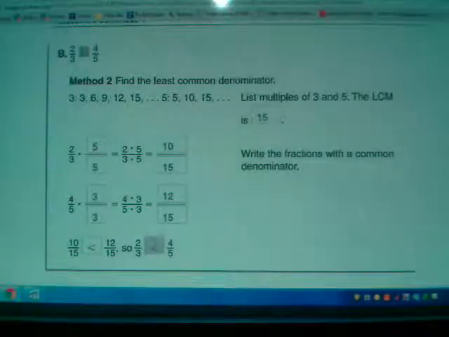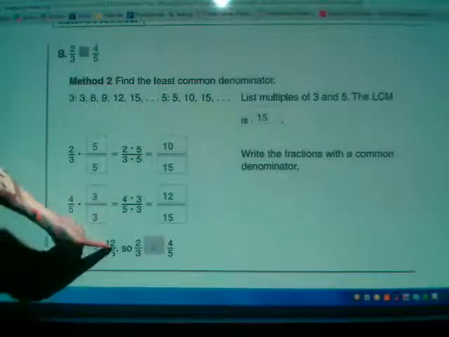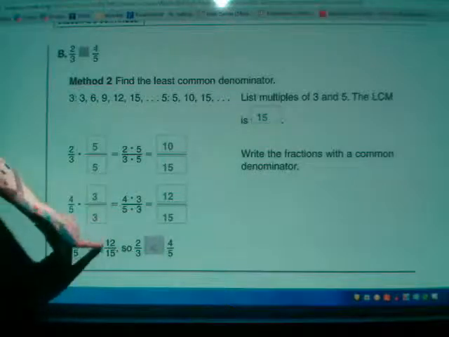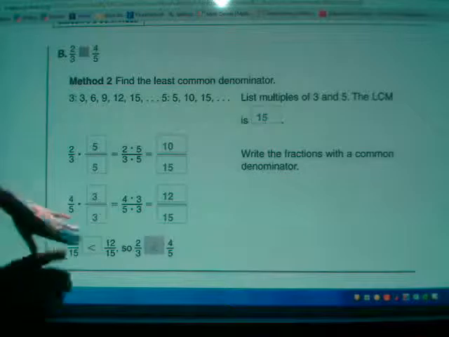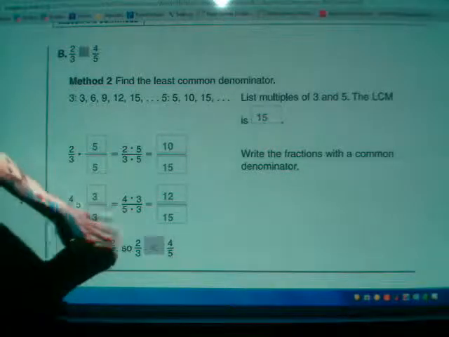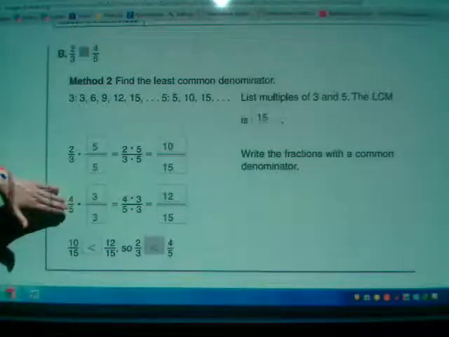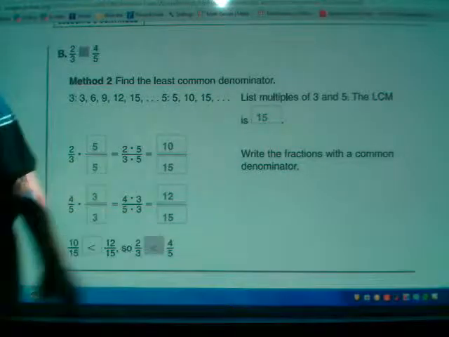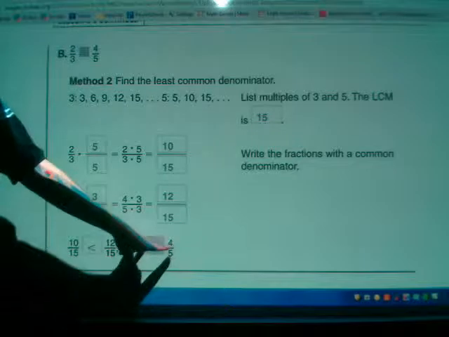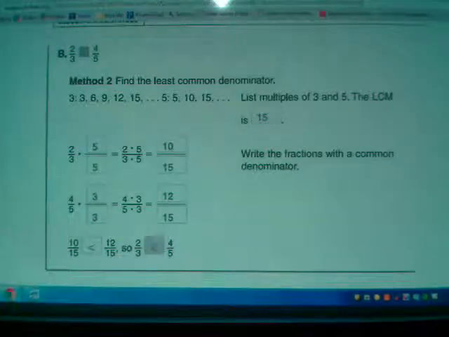So now we can compare the fractions since we have a common denominator, 10/15 and 12/15. Well, we know that 12 is bigger than 10, which means this fraction is bigger. Again, the only little hiccup here is that that was not the original fraction. 12/15 started off as 4/5. So here we're going to assert that 2/3 is less than 4/5, or if you read it the other direction, 4/5 would be bigger than 2/3.